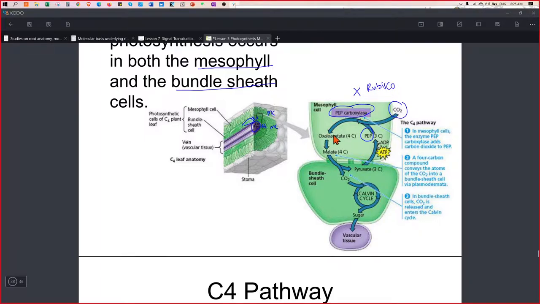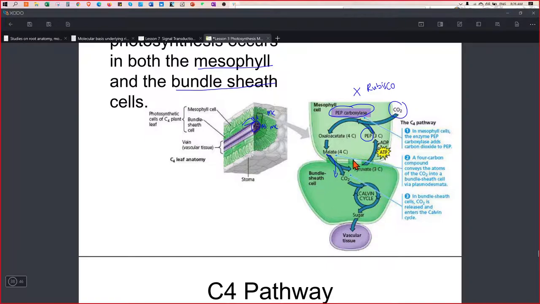Okay. The joining of this creates the first four-carbon product. It's called the oxaloacetate, okay? Which will be converted to malate, which is still a four-carbon product. And then immediately, it will be transported into the neighboring adjacent cell, which is the bundle sheath cells.